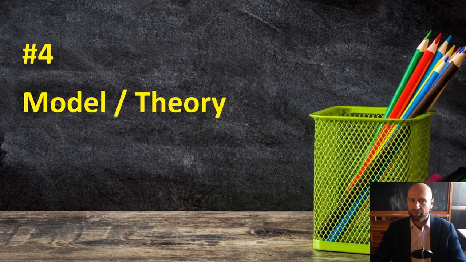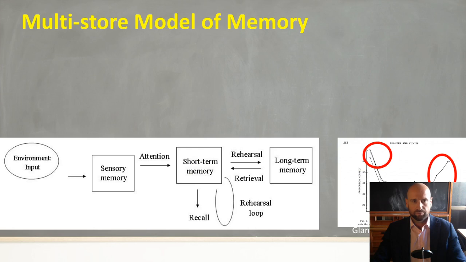Number 4 is the model or theory. Now, how do you link it to this? It's really hard to do this if you're making the mistakes that we've outlined earlier. If you haven't clearly identified what the recency effect is, what you're testing, if you're not really sure what your independent variable is, then trying to link that to the model or theory becomes really difficult. But if you have, you should know that the multi-store model of memory is the theory or model that we're linking to with the primacy and recency effect.